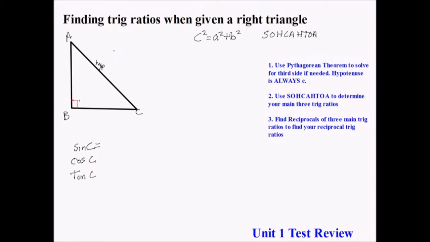Okay. Finding trig ratios when you're given a right triangle. So remember, SOHCAHTOA is going to be your best friend, and c squared equals a squared plus b squared. These are your main trig ratios. And then these are going to be your reciprocal trig ratios. Let me go ahead and try to be halfway legible.